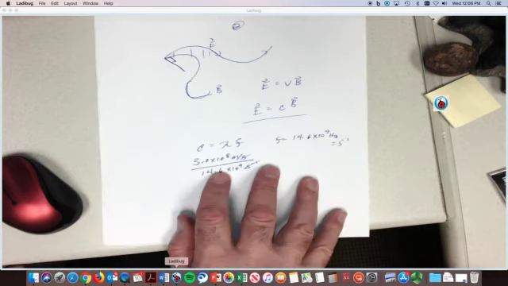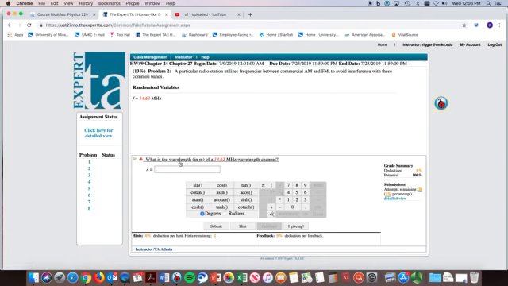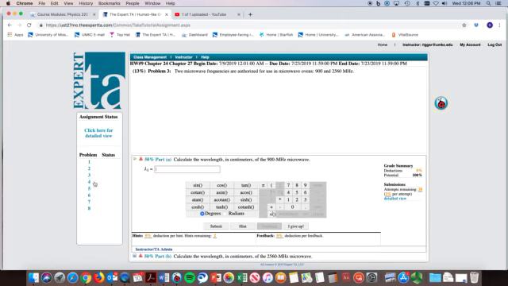And you've got to be careful because I think they ask you to come up with it in meters. What is wavelength in meters? Oh, that'll be in meters. That's cool. What else are they talking about? We know how to do that.